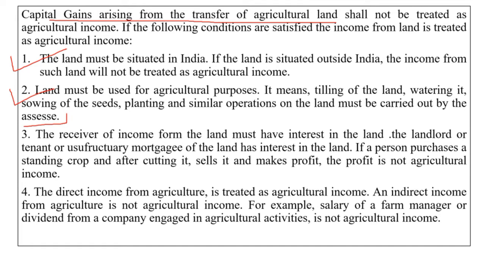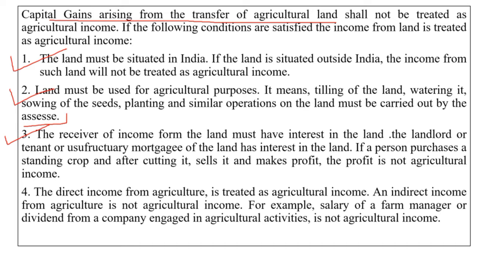Whatever land is there, it must be used for agriculture purpose only. Then only we can say it is income from agriculture. Whatever income we get from that, we call it agriculture income. The third condition is that the receiver of the income from the land must have an interest in the land. The landlord, a tenant, or a mortgagee of the land has an interest in the land.